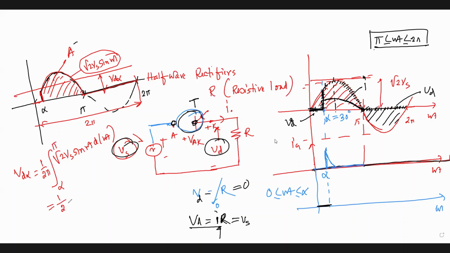Okay, 1 over 2 pi, then root 2 Vs, then minus cosine of omega t from alpha to pi. If we complete this, root 2 Vs by 2 pi, then minus cosine pi is 1, and 1 plus cosine of alpha. Am I correct or not? Yes, sir.